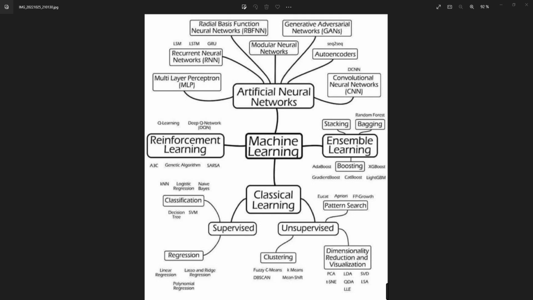That's basically just a small overview of machine learning and artificial neural nets in a nutshell.